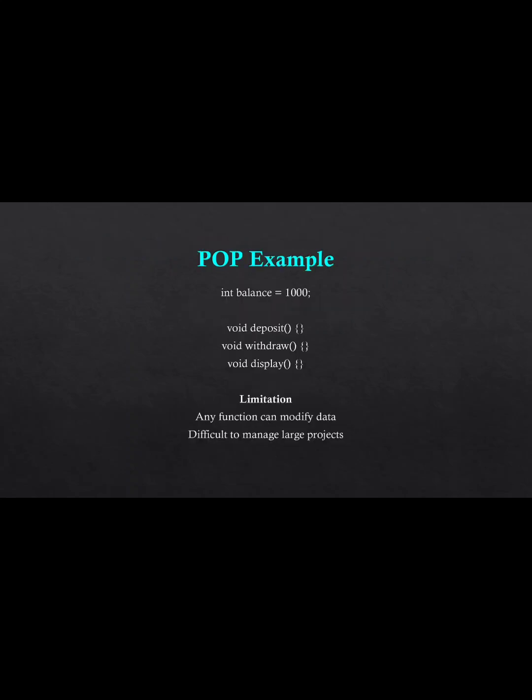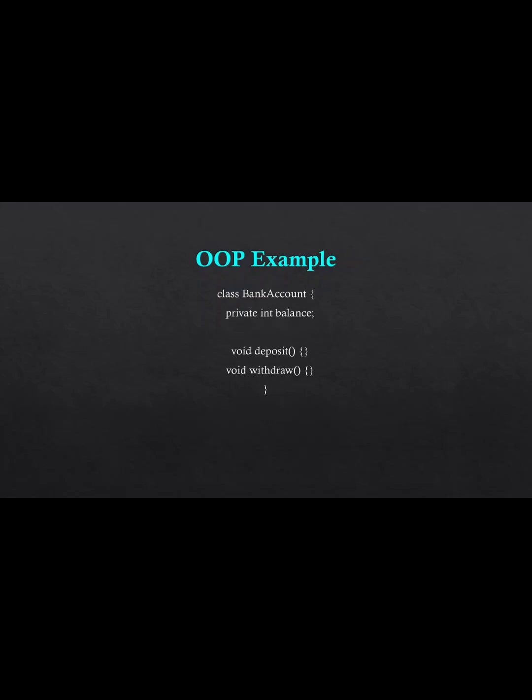Coming to the next part, here POP is nothing but procedure oriented programming. If you see in the program, int balance is equal to 1000, and there are some functions written. One is for deposit, one is for withdraw, and one is for display. If you look at it, each and every function has an equal right to access the variable balance, which means the data is not at all secure here. Any function can modify the data. Thus, this limitation, as I mentioned earlier also, is the main core reason for shifting to object oriented programming.